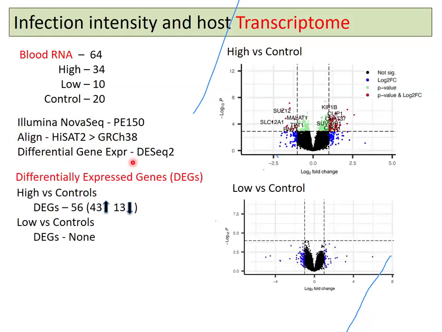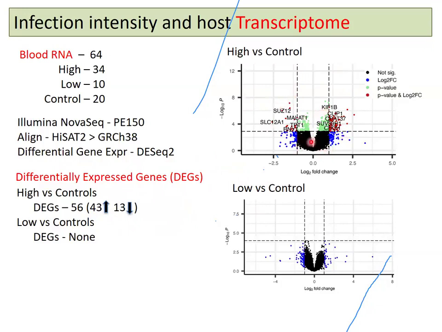So what did we observe after carrying out the differential gene expression analysis? I'm going to refer to this as DEGs. When we compared the high infection intensity versus the low infection intensity samples, we observed about 56 genes which were differentially expressed. 43 of them were upregulated and 13 genes were downregulated. This is depicted here in this volcano plot.